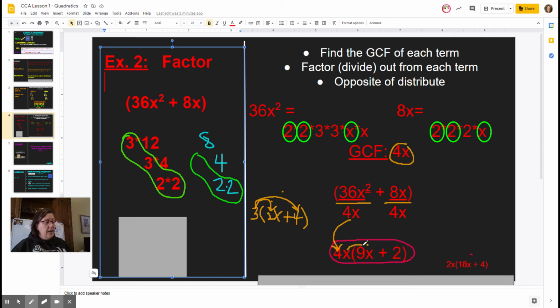I could distribute: 4x times 9x gives me 36x squared, and 4x times 2 does give me 8x. So I know that I didn't misstep with my GCF or something else in there. Okay, so it's all about the opposite of distributing.